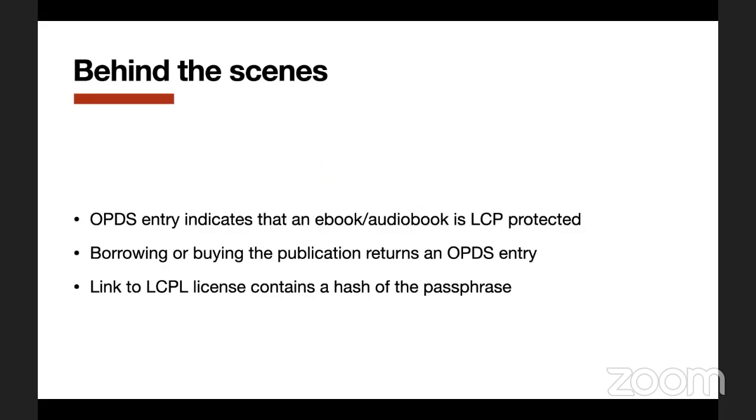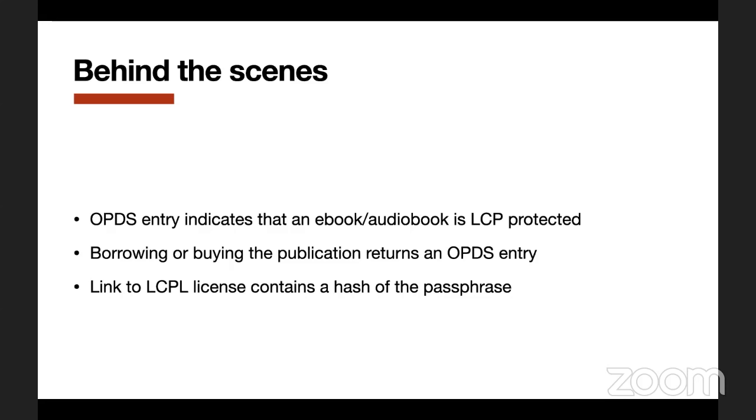The goal is we want to create something that's completely seamless, completely transparent for the user, and with the addition of OPDS, we can make something simple. LCP is much more simple than other DRM schemes, even more seamless. Behind the scenes, in OPDS, we have the ability to say that an ebook or an audiobook is LCP protected. So it's not just for EPUB, we can also use that for audiobooks or PDF.